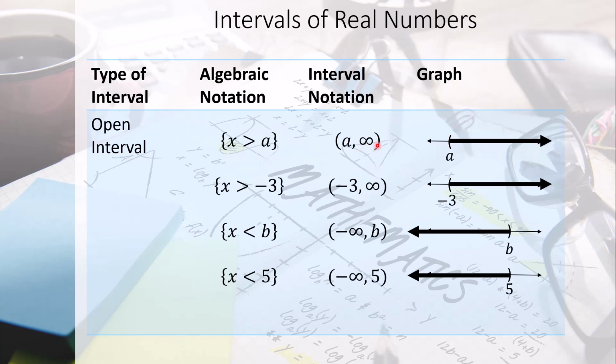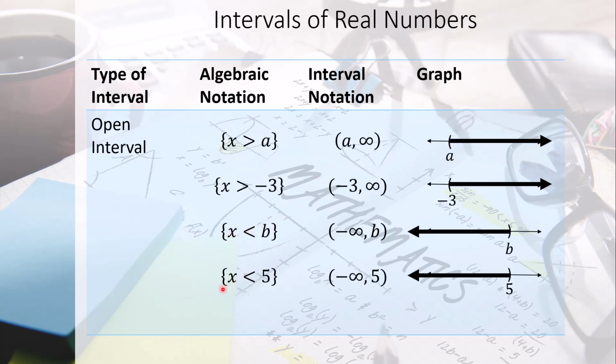Why is that? That is because infinity is not in the real line. You can never, ever reach infinity. You can get arbitrarily close to infinity, but you can never reach it. So whenever you have an infinity or a negative infinity, you will always have a parenthesis. As a consequence, this is an open interval, as well as this is an open interval.